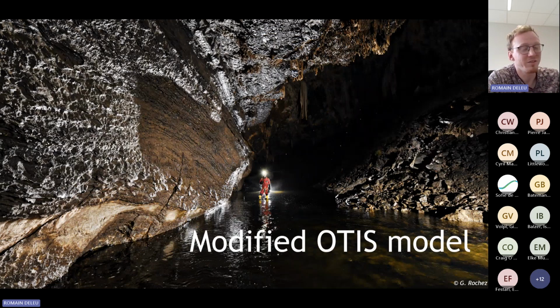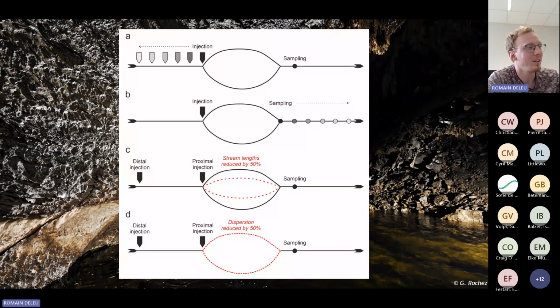So for this, we modified the model a little bit. We first changed the injection distance. As you can see here on the first line, A, we change the distance of injection, then we change the distance of sampling. Then as a third attempt, we change the stream length, first the left one, then the right one, for example. And then the last thing we changed was the dispersion. We changed it just to see if it has an impact on the double peak.